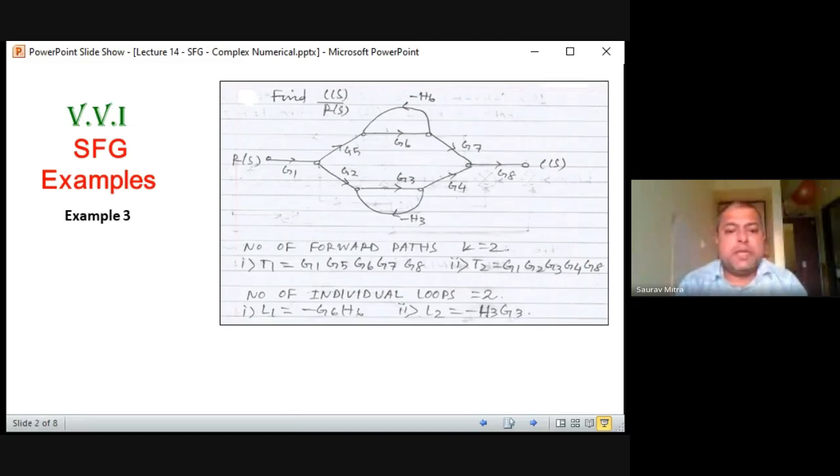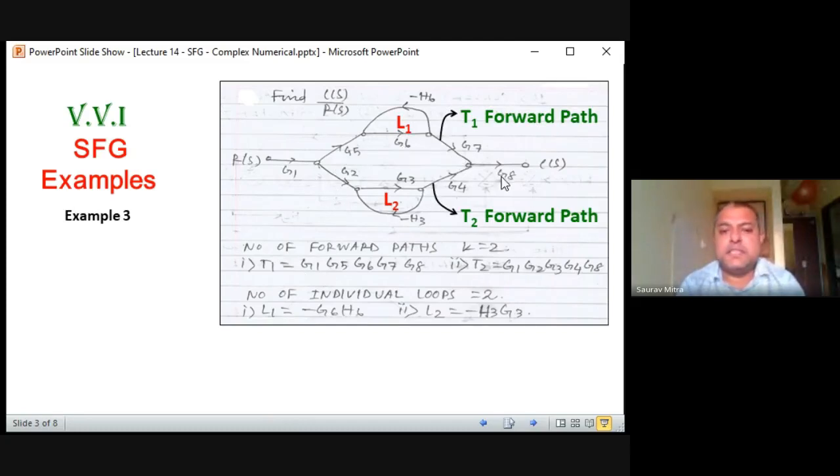So there's a numerical. First, in this case, whatever we are finding, RS is the input and CS is the output, and there are two paths. Okay, so these two are parallel paths. So G5, G6, G7 multiplied with G1 and G8. So G1, G5, G6, G7, G8. This is the first forward path, and G1, G2, G3, G4, and G8. This is the second forward path. So you are finding here the number of forward paths k is equal to 2. So this path is named T1. So the first forward path T1 is equal to G1, G5, G6, G7 and G8.